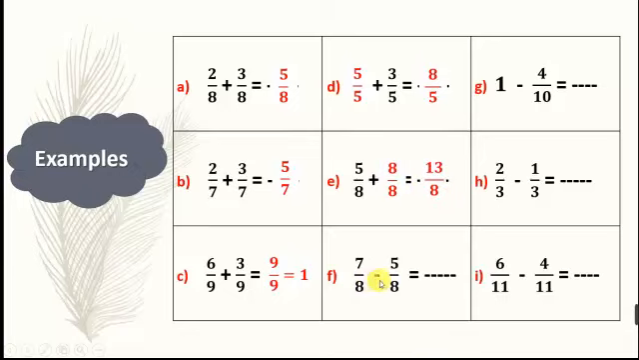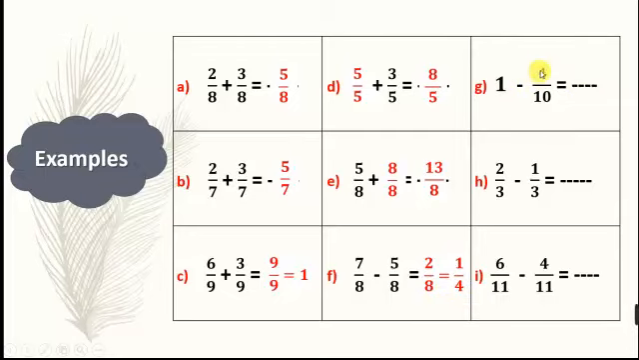Here, 7 over 8 minus 5 over 8, or 7 eighths minus 5 eighths. 7 minus 5 is 2, and 8 without any change. Okay, is this the simplest form? No, we can put it in the simplest form. 2 divided by 2 equals 1, and 8 divided by 2 equals 4.